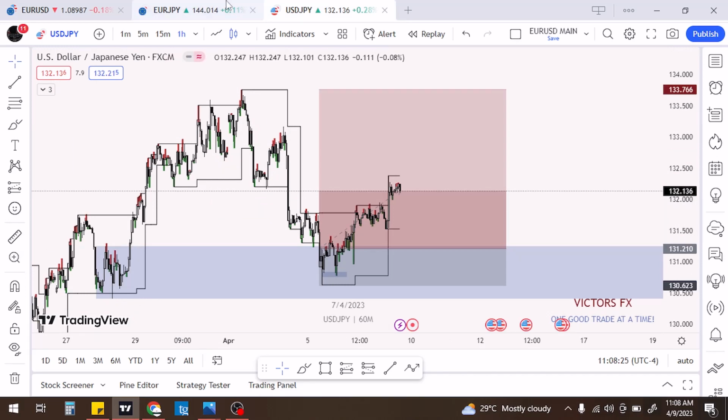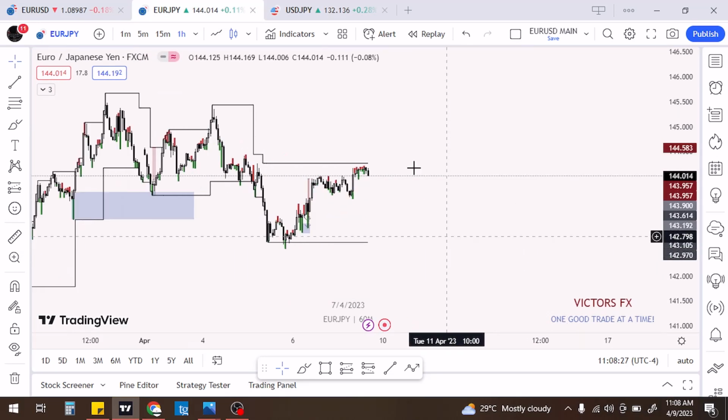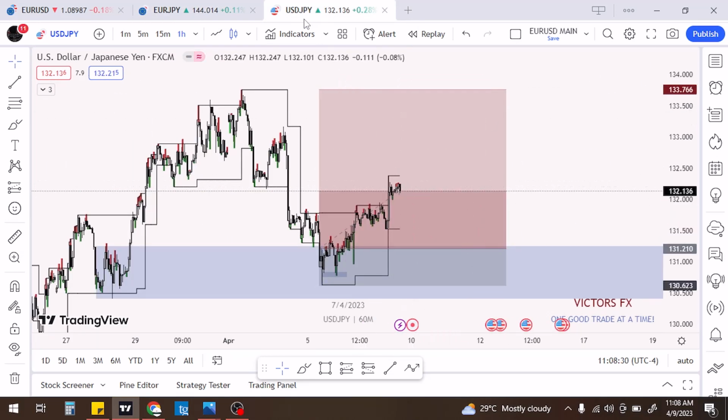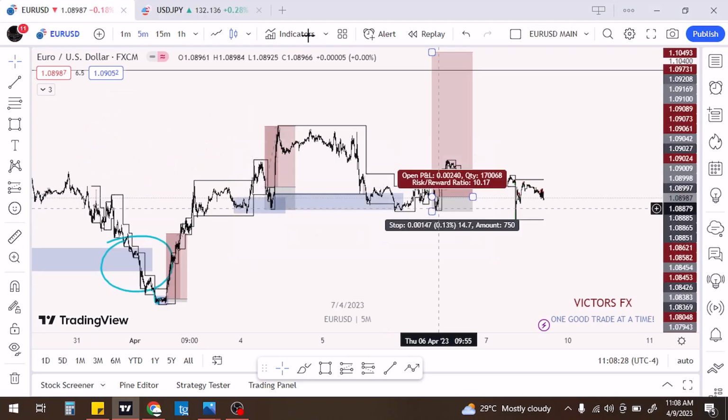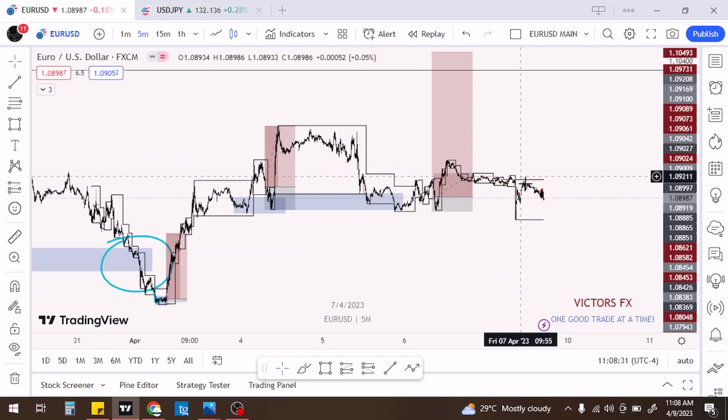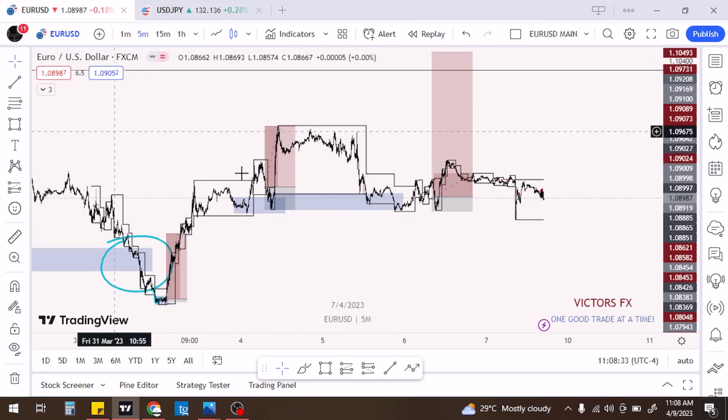So EURJPY, USDJPY, I'm just going to be leaving it. Last week we were very profitable on both of them based on our analysis. So today we're just going to switch it up to GBPJPY. But before we do that, let's first of all do the weekly outlook on EURUSD.